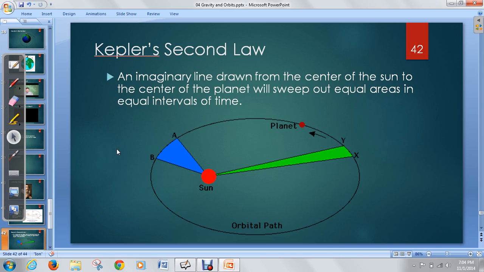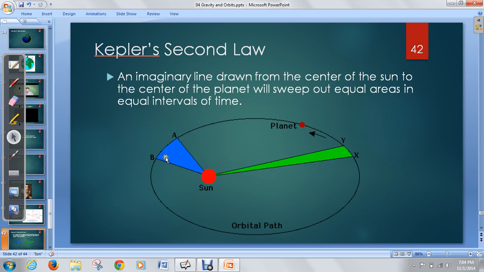The second law is, I think, one of his coolest laws. He's able to show what speed the planets are going to move around with. You can state it like this: an imaginary line drawn from the center of the sun to the center of a planet will sweep out equal areas in equal intervals of time. Imagine the planet's going from A to B in its orbit. Here's the sun. That part of the orbit makes this triangle right here.